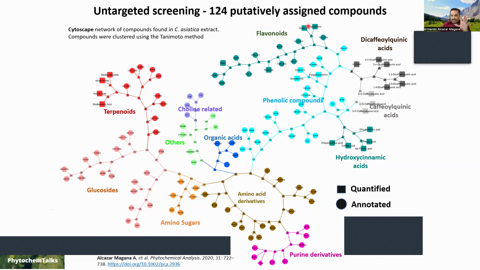And so this gave us a lot of confidence that the annotation is correct, because we see them in families, not an isolated compound where who knows which pathway it's coming from. But when we see many compounds from the same pathway, we get a lot of confidence. So in this particular case, the ones that you see with the square are compounds that we were able to quantify using the same analytical run. And the ones with the circle are only annotated.